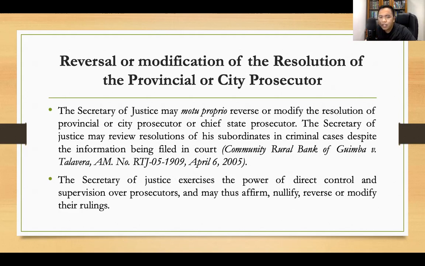Now, what happens if the Secretary of Justice will order the dismissal of the case? Will the order of the Secretary of Justice be binding in courts of law? Answer: no. The Secretary of Justice may not order the court to dismiss the case even if he finds the absence of probable cause. Hindi niya pwedeng salungatin ang husgado. Only the courts of law have exclusive power as to the disposition of the case. Pag sinabi ng husgado, kahit sinabi ng prosecutor's office na walang probable cause, pag sinabi ng court na may probable cause, the court will prevail. Because once the information is filed in court, the court has exclusive authority to dispose of the case.